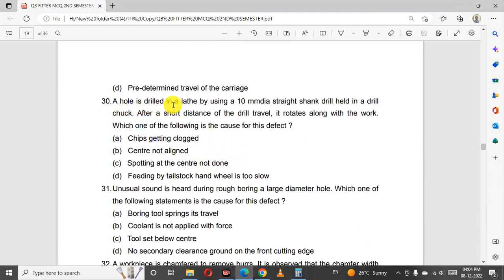A hole is drilled in the lathe by using a 10 mm diameter straight shank drill held in a drill chuck. After a short distance of drill travel, it rotates along with the work. Which one of the following caused this defect? Chip getting clogged.